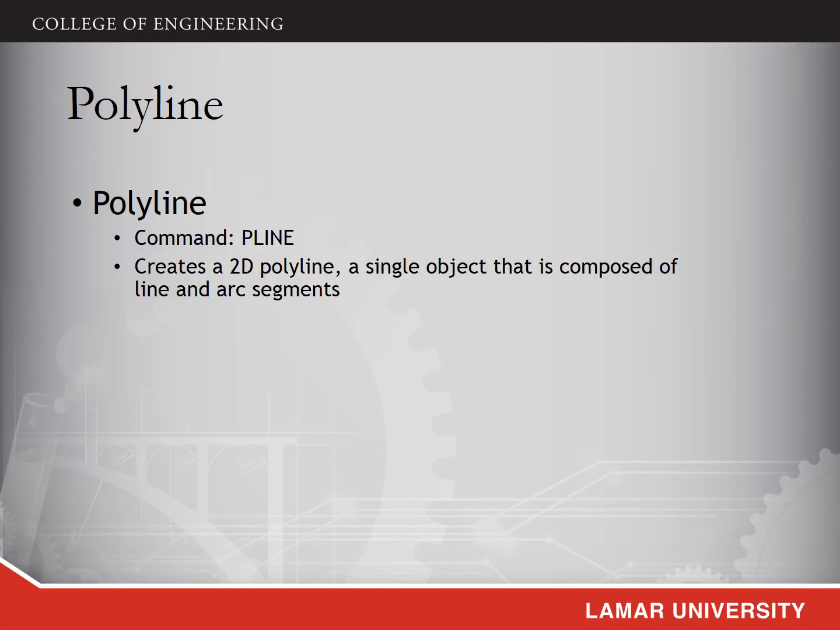The third type of line we will learn in AutoCAD is called a polyline. You can use the command PLINE to generate a new polyline, or you can go to the toolbar, Draw, and select the icon polyline to generate a new polyline. Basically, a polyline is a single object that is composed of a set of line and arc segments. It will generate a single object. It's different from the line command, which will generate multiple independent lines.